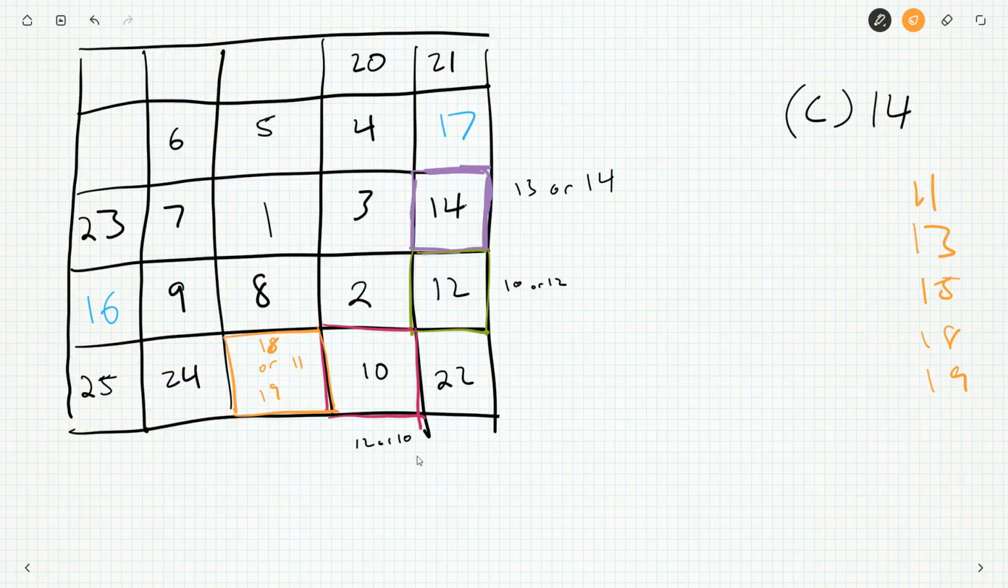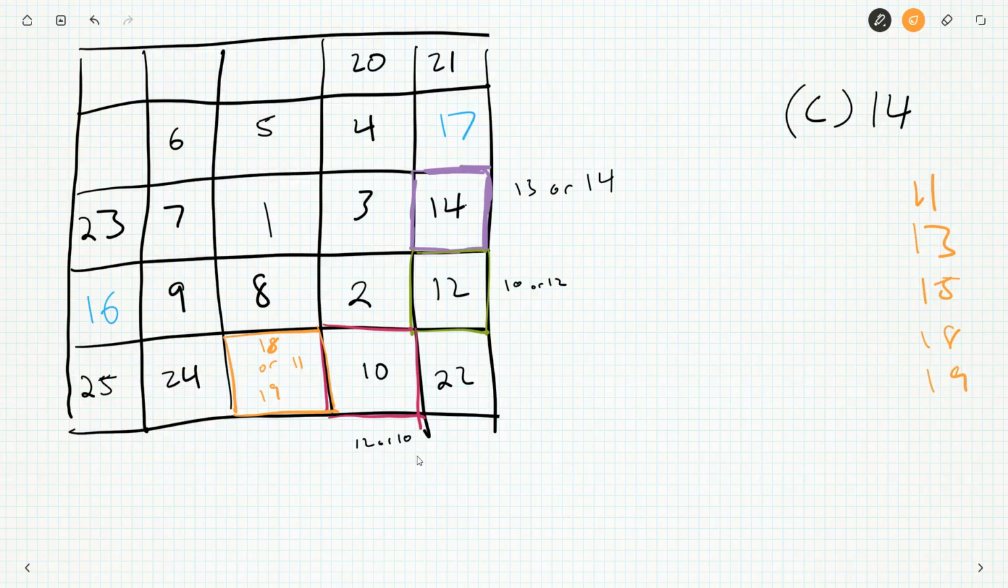How about this corner over here? Could we say what's in the corner? I don't think right now we can say what's in the corner. How do we make a 13? 13 is 1 plus 12. Again, they're too far away.